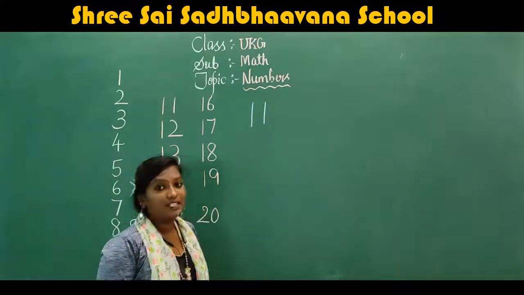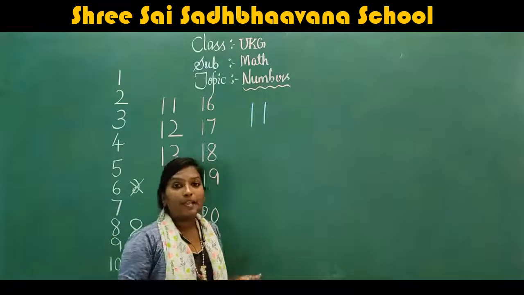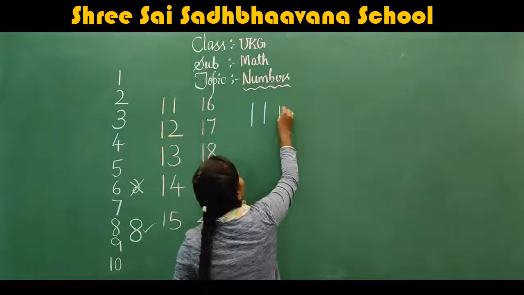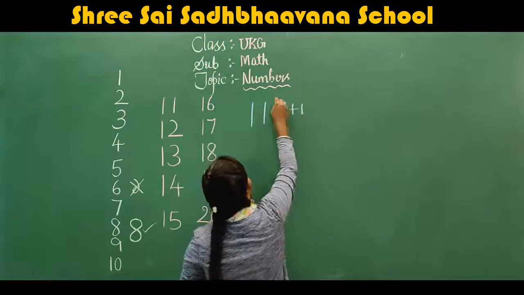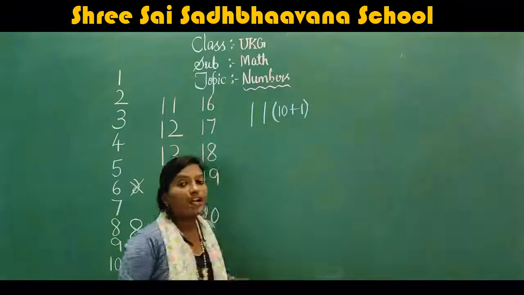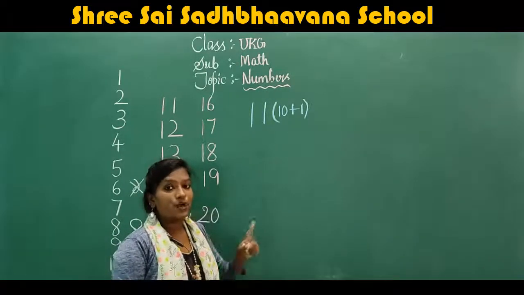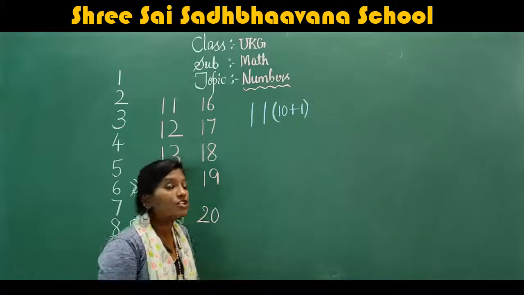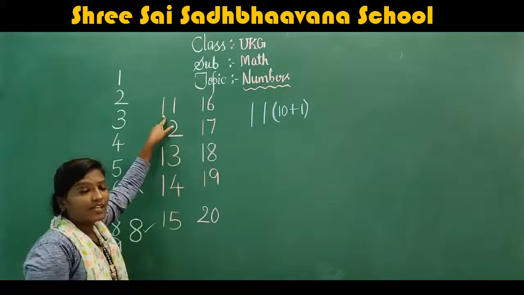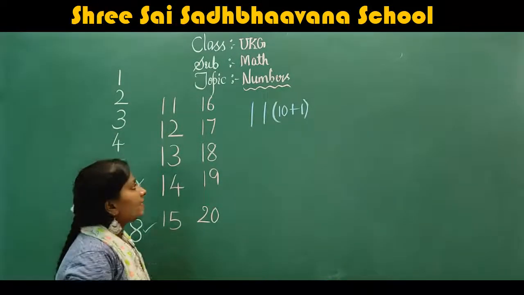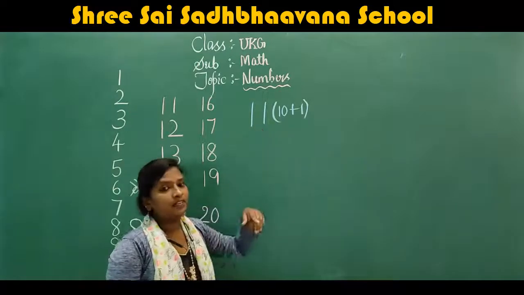One, one, 11. 10 plus 1, 11. Right children? 10 plus 1, 11. After 10, number 11. And next, 1, 1, 11.